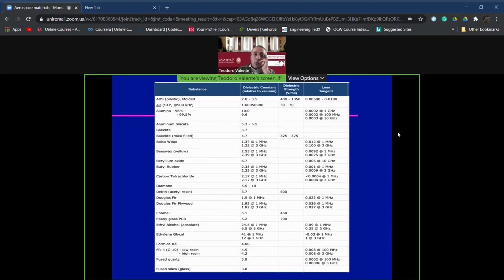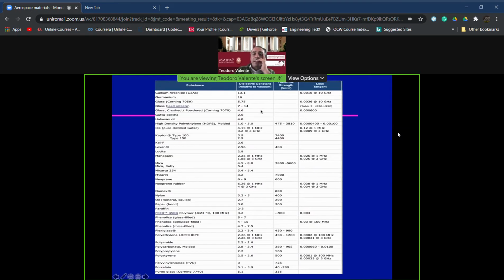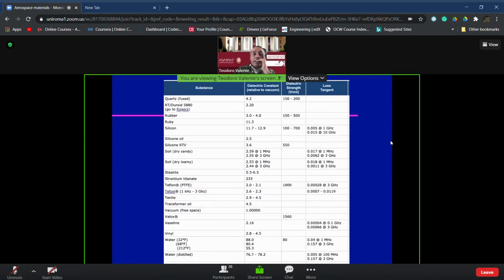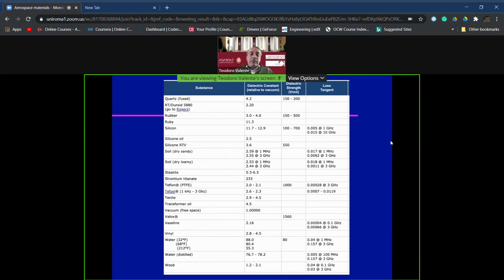Sorry, I go back a little bit. You see here, air is one, okay? Like in void, more or less. And this is another in which you have also, again, other values. So you have a very short database in case you need some initial reference point.